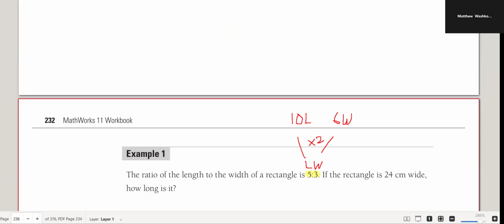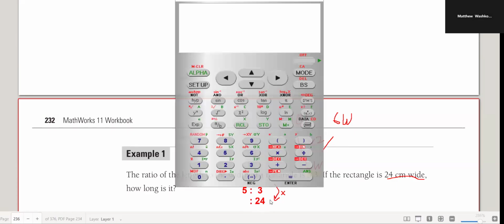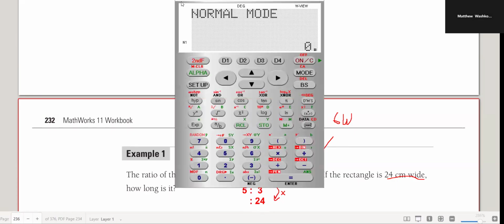So if I give you a rectangle that is 24 centimeters wide, how long is it? Well, I know it's a 5 to 3. Again, there's a couple ways of doing this. I'll show you both. This is a throwback to the very first module. So it's length and width. Now I know that it is 24 centimeters wide, right? So just like before, 3 times something gives me 24. How do I find that out? Go the opposite way. 24 divided by 3.